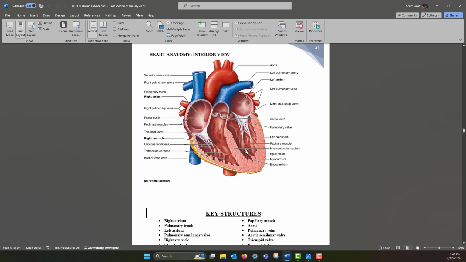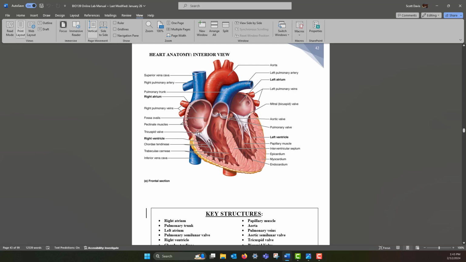Now, as we leave the ventricles to go up into either the pulmonary trunk or the aorta, there's valves there also. These are called semilunar valves. Going from the right ventricle into the pulmonary trunk is the pulmonary semilunar valve. On the left side, going from the left ventricle into the aorta, is the aortic semilunar valve.